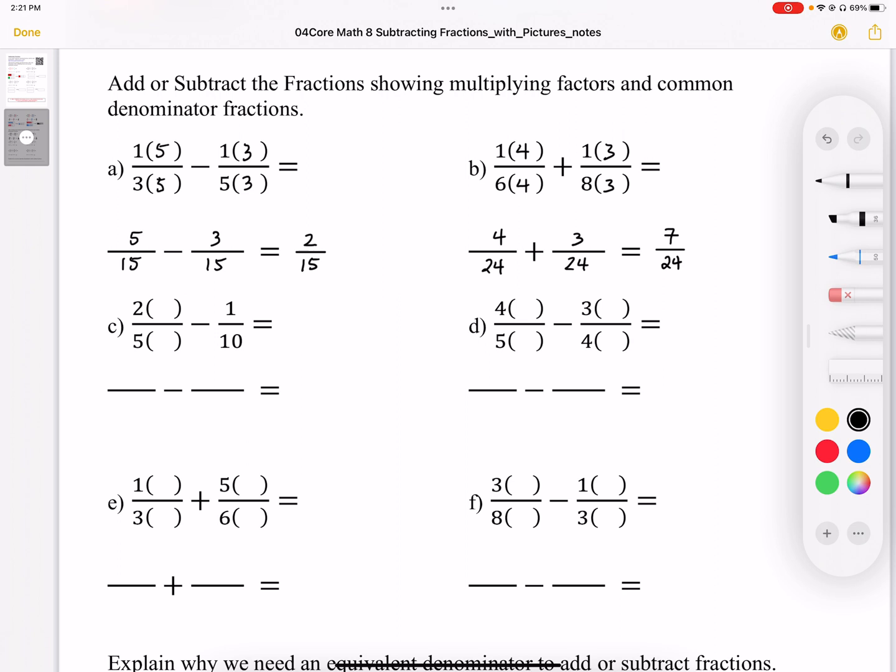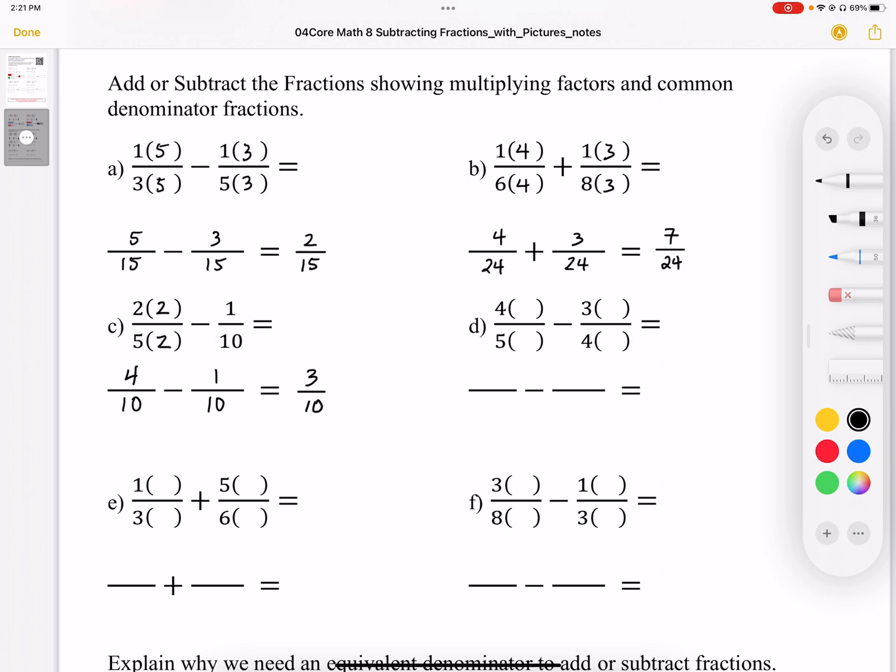For this one, we have tenths. So we need 1/10 pieces. So I'm going to multiply that 5 by 2. That's going to give me 1/10 pieces. And instead of 2 1/5 pieces, I'm going to end up with 4 1/10 pieces. So now that I have the same size pieces, I can subtract 4 minus 1. And again, the denominator doesn't change.